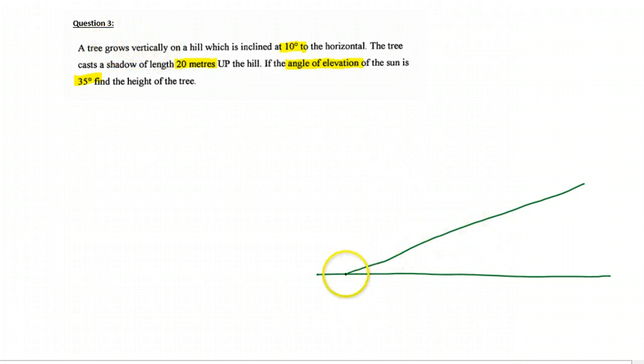Now, a lot of times students will draw the tree right at the base of the hill. Even though in this question it would be fine, I always like to draw the tree a little ways up the hill, because it allows me to accommodate different cases. Unless the question specifically tells me the tree is at the base of the hill, I draw it a little bit up the hill. And it goes vertically, so it should be 90 degrees from the horizontal, not 90 degrees from the hill.